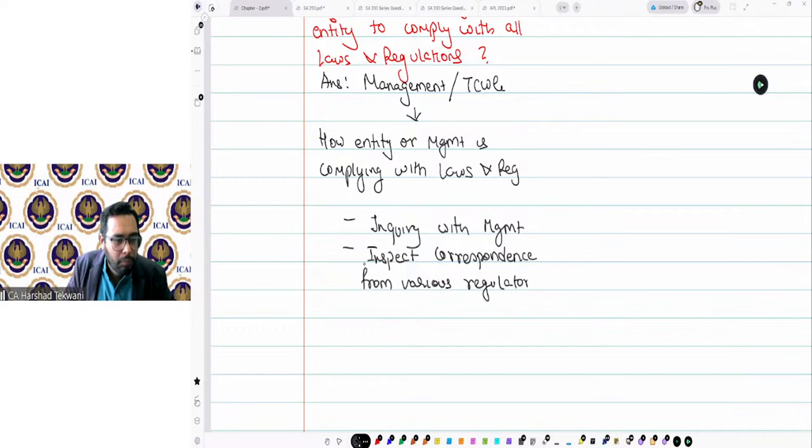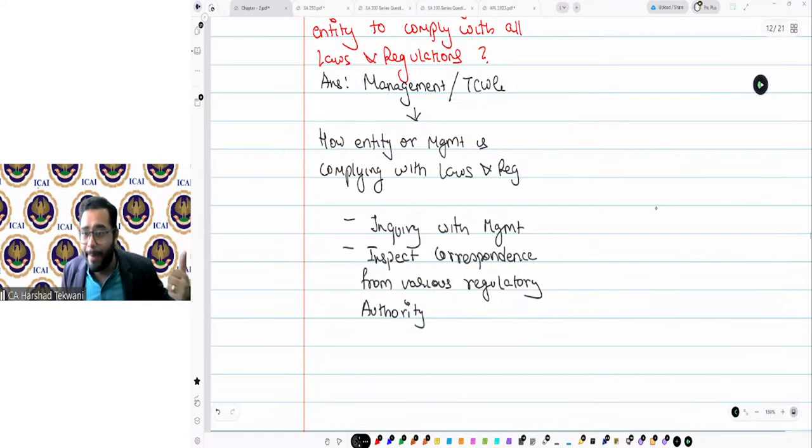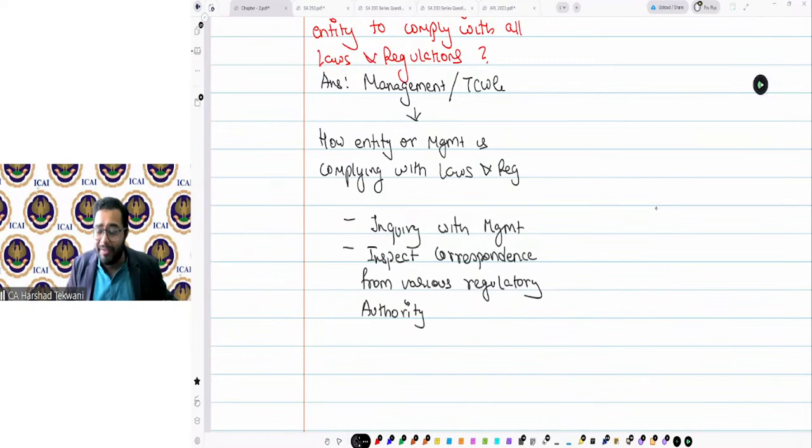And how will I identify these correspondence that they have? Number one, I can go and check the minutes of meeting. Number two, the management is already saying in the director responsibility statement that they have a system. I will understand that system. I will understand what management is doing to comply, or whether they are just writing a sentence in the director responsibility statement. No, I will understand in real terms. We go and understand these things.